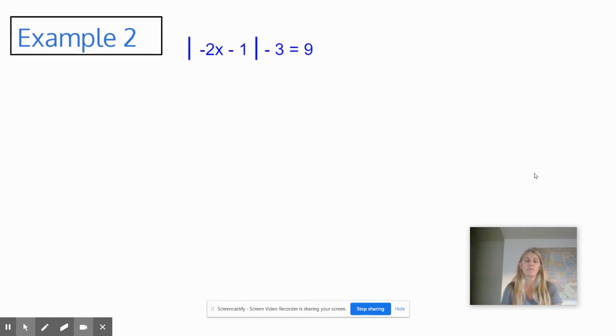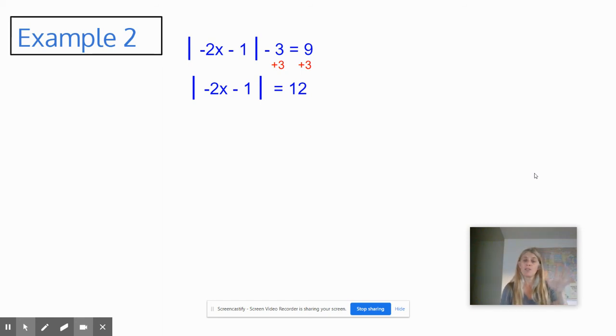This example is the absolute value of negative 2x minus 1, minus 3, equals 9. Now, we cannot start solving for our absolute value until all that's left on one side of the equation is just the absolute value. So before we start splitting it into 2 different problems, we need to get everything to the other side of the equation. We have that minus 3 that's stopping it from being isolated. So we're going to add 3 to both sides. Now we have the absolute value of negative 2x minus 1 is equal to 12.